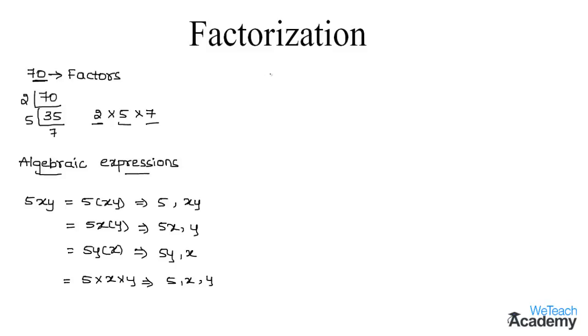Now let us write another algebraic expression, say 20a plus 20b plus 20c. From this expression, by taking 20 as a common factor, we can write 20 into (a plus b plus c). So here we observe that the irreducible factors are 20 and a plus b plus c, and the number 20 is called a numerical factor and a plus b plus c is called an algebraic factor.